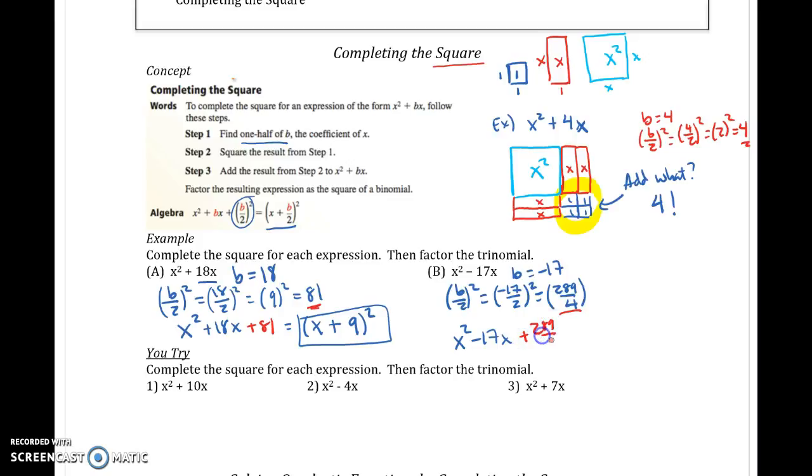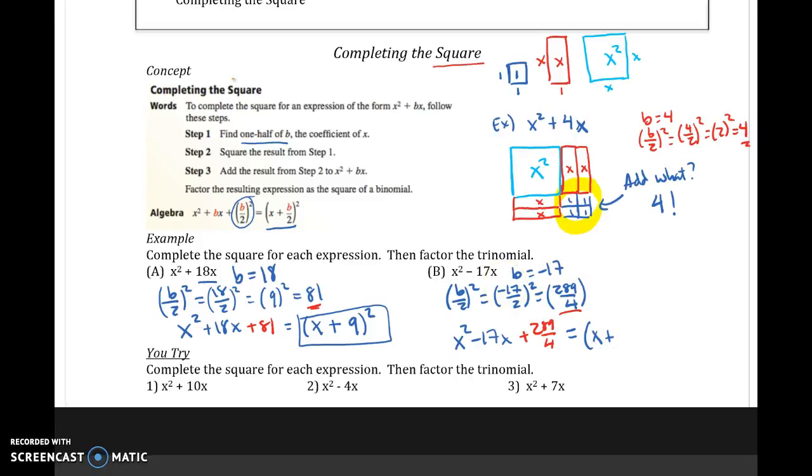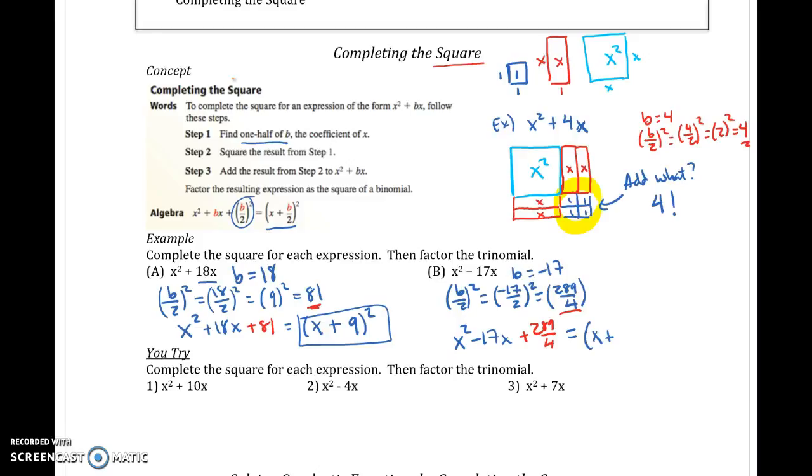And then factoring, again, instead of doing all the puzzle and GCFs and all that, we can do the shortcut and say, well, this is just going to be x then plus whatever b over 2 was. So b over 2 once again is what's in the parentheses, right? That was b over 2 in part A. So we're going to take that negative 17 over 2 and square it. And we can just simplify that plus negative into x minus 17 over 2 squared.